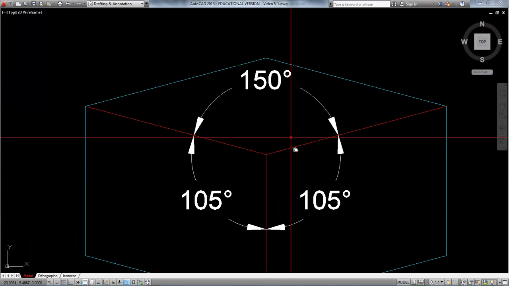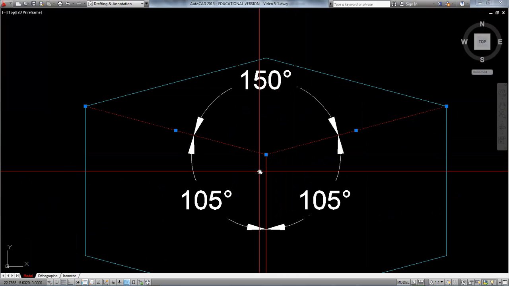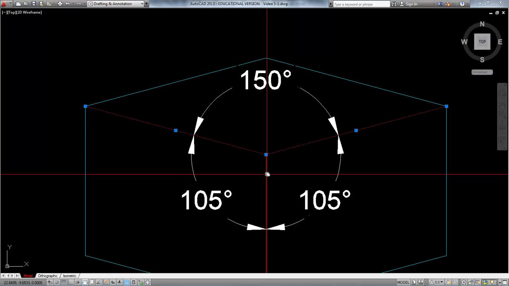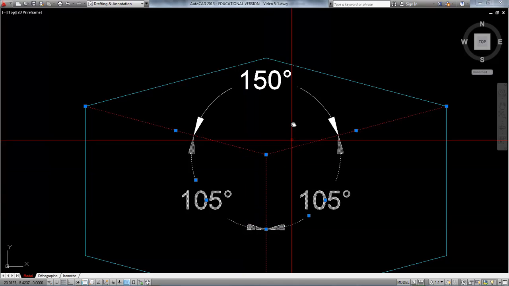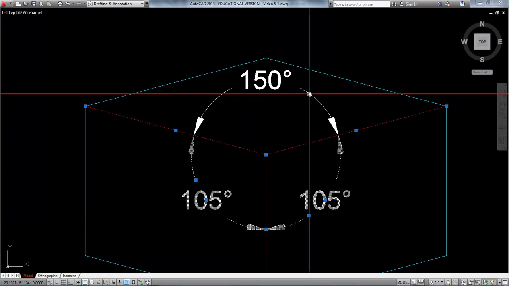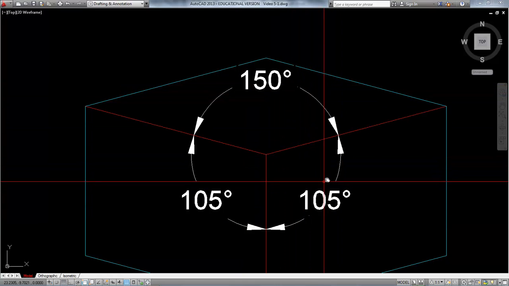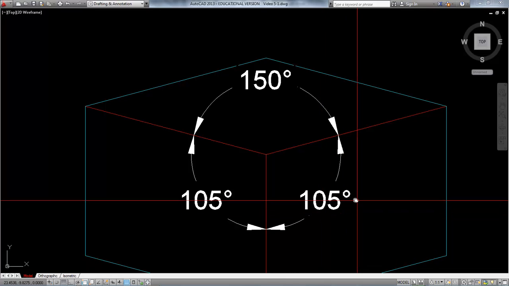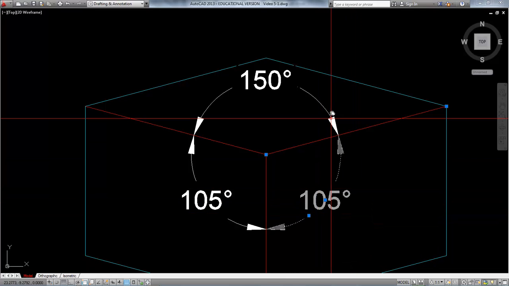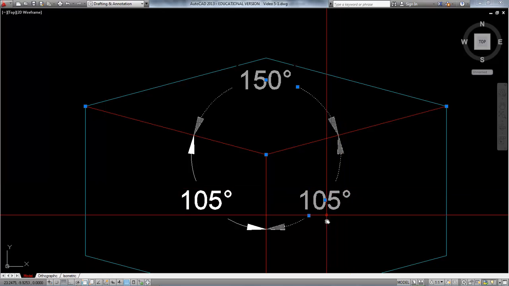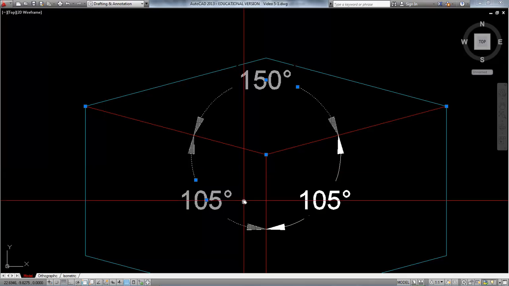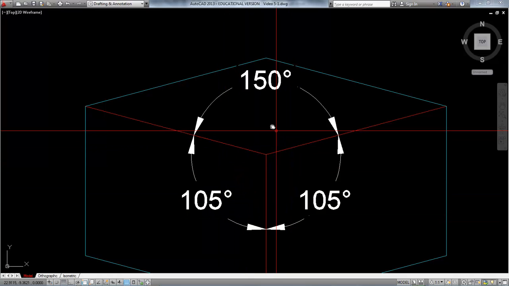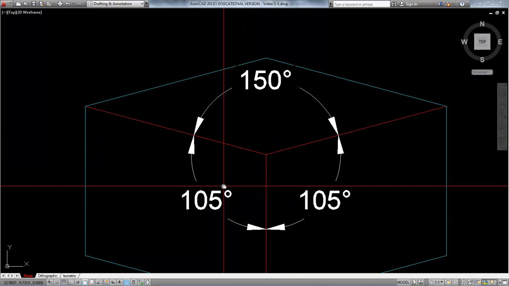is that of the angles between the axonometric axes, you have two equal angles and you have one unequal angle. Now, it doesn't matter which angles are equal. If you wanted to, you could create this angle and this angle to be equal, or this angle and this angle. It really doesn't matter, just so long as two of the three angles are even.